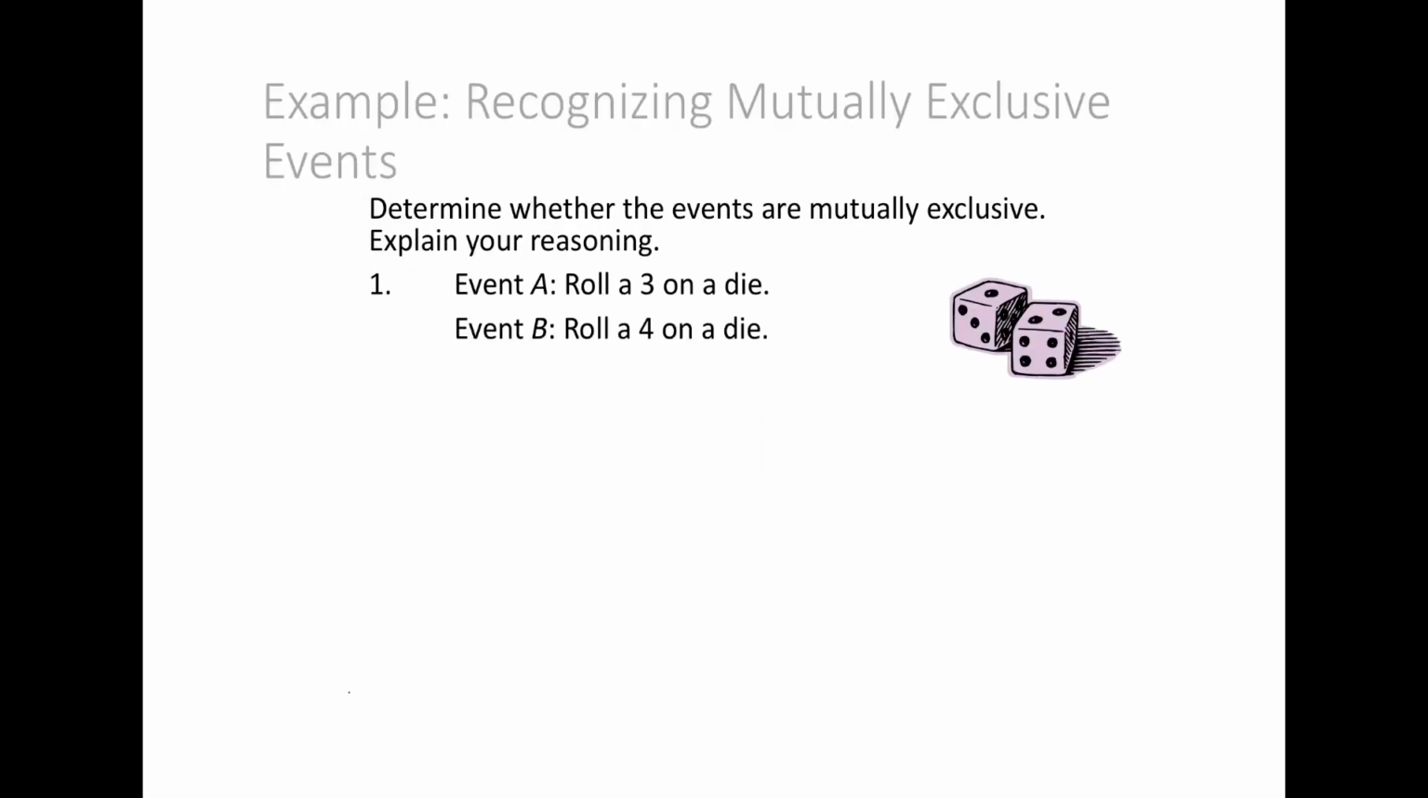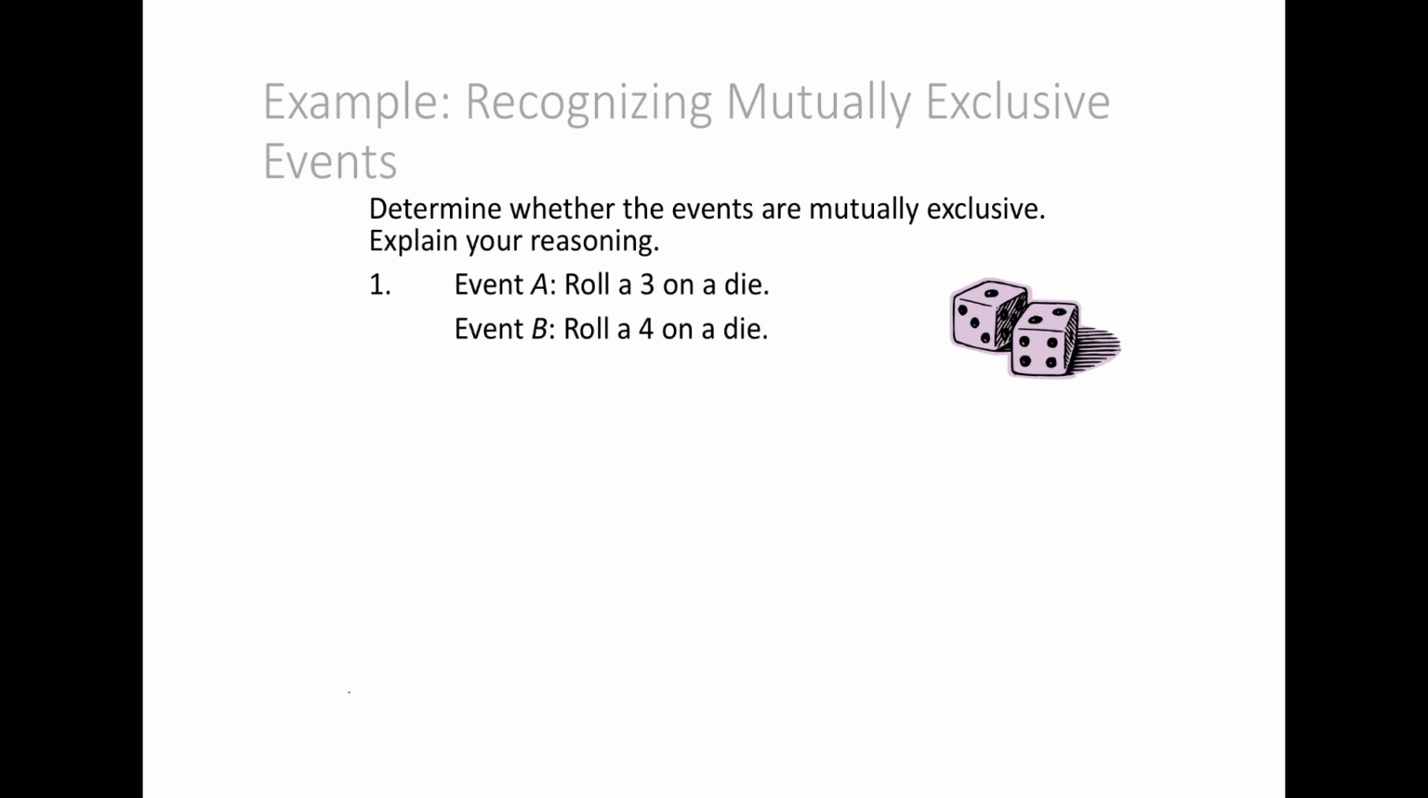Best way to look at it is through an example. So let's look at event A. We roll a 3 on a die. Event B, we roll a 4 on the die. Since there really is no way to roll a die one time and get both a 3 and a 4 at the same time, these two events would be mutually exclusive.